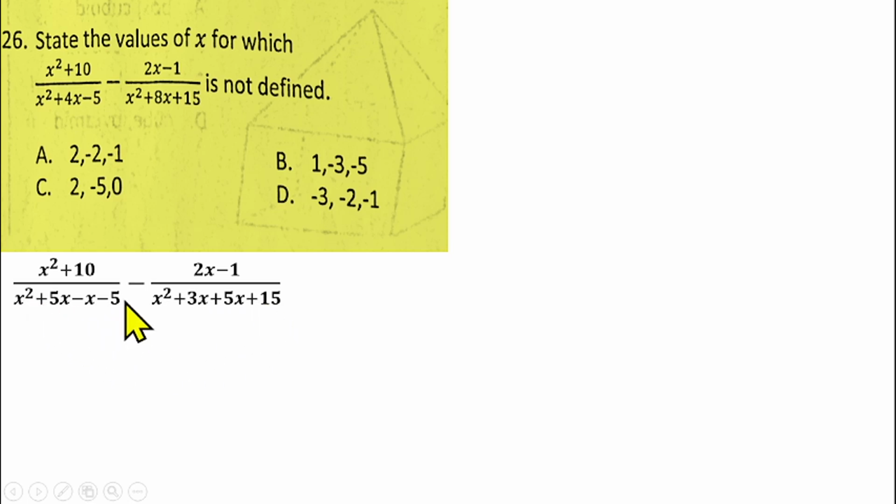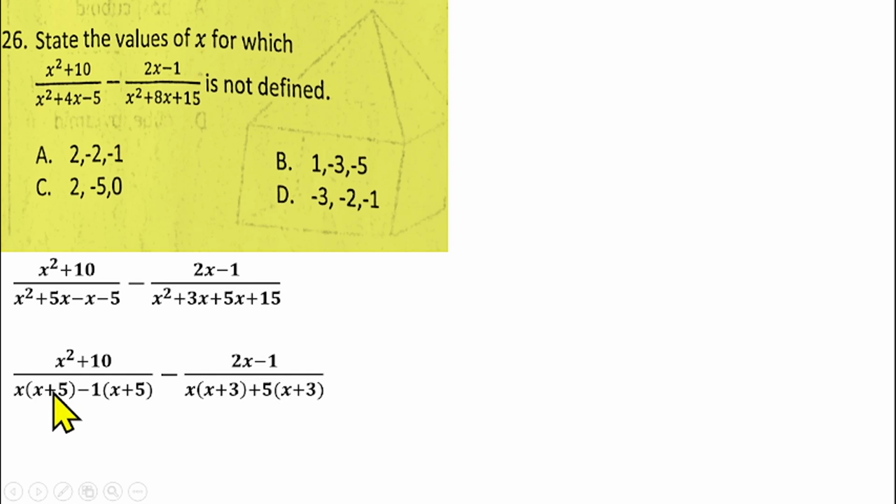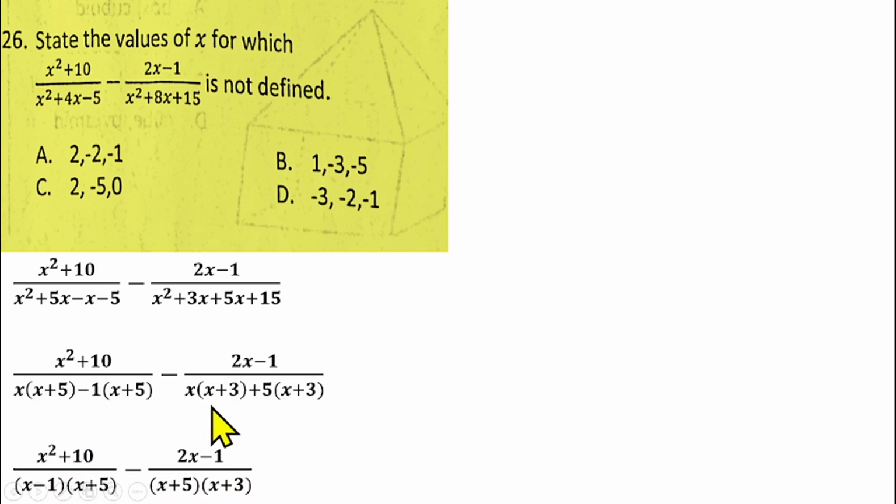We can now factorize this, factorize this. If you factorize that, x is common, we have x into bracket x plus 5. Then here minus 1 is common, we have minus 1 into x plus 5, over. Factorize that, which gives us x into x plus 3, and 5 is common, we have plus 5 into x plus 3. Then bring this together, we'll be having x minus 1 into x plus 5 over 2x minus 1 over, bring this together, x plus 5 into x plus 3.